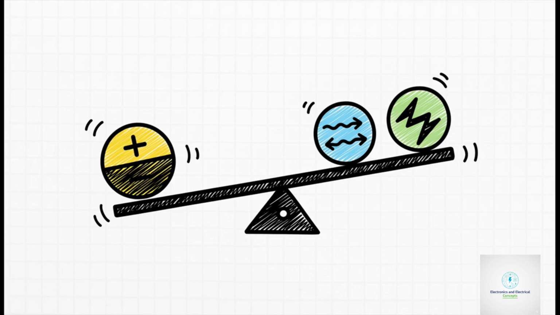This simple little equation is the key to everything. It tells us that these three things are always in a perfect balance. Voltage, current, and resistance are locked in this constant, predictable dance with each other. This is the bedrock of pretty much all electrical engineering.